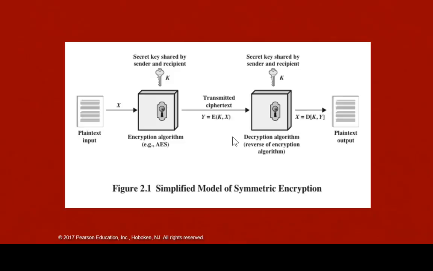Ciphertext. This is the scrambled message produced as output. It depends on the plain text and the secret key. For a given message, 2 different keys will produce 2 different ciphertexts. Decryption algorithm. This is essentially the encryption algorithm run in reverse. It takes the ciphertext and the same secret key and produces the original plain text.